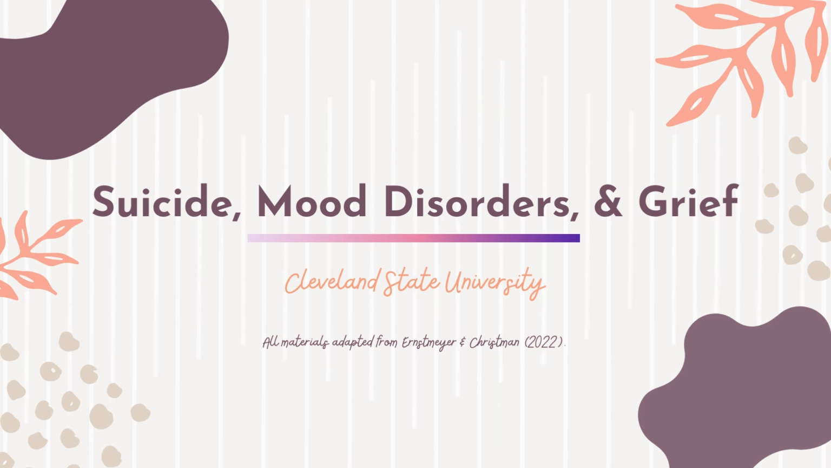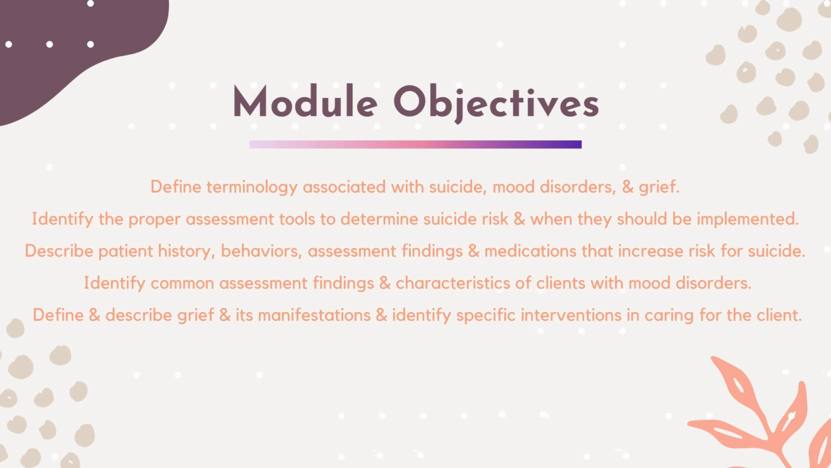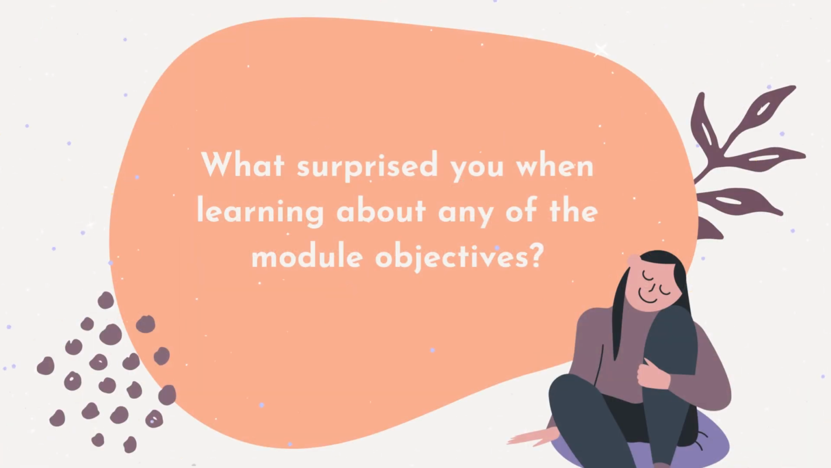Again, welcome to the Module 7 synopsis, Suicide, Mood Disorders, and Grief. Go ahead and check out the module objectives. Take a look at each one, make sure you feel like you've met them, and if you haven't, go back through the lessons and see if there's anything in there that can help you make the connections. What surprised you when learning about any of these module objectives?